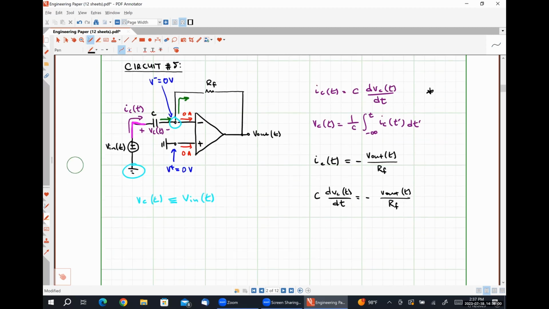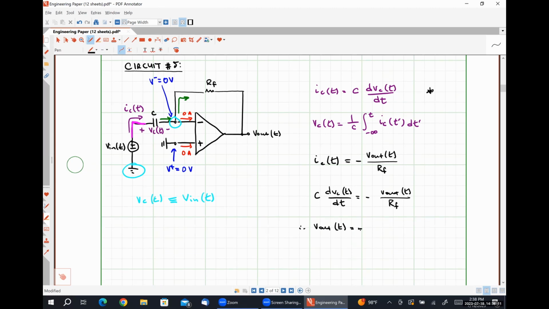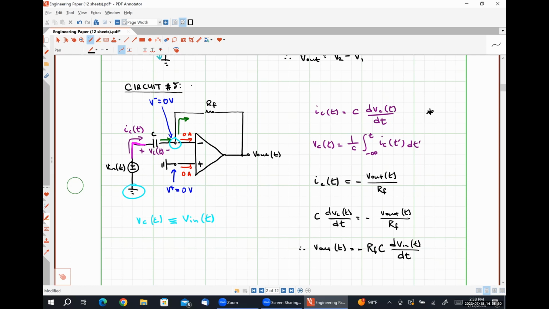Using this relationship and rearranging slightly, V out of T will be negative RF times C times the derivative of my input voltage with respect to time. So this particular topology is what's commonly referred to as a differentiating amplifier, because the output signal is a scaled version of the derivative of the input signal.